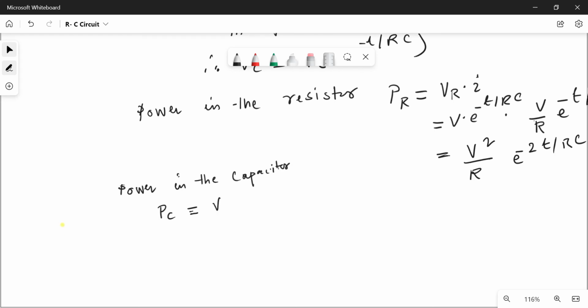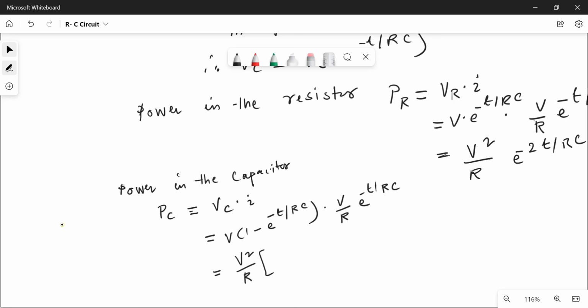Now power in the capacitor, PC, is equal to VC into i. So the expression of VC is V into 1 minus e to the power minus t by RC, and i is V by R e to the power minus t by RC. So it is equal to V square by R, and you multiply 1 into e to the power minus t by RC minus e to the power minus twice t by RC.